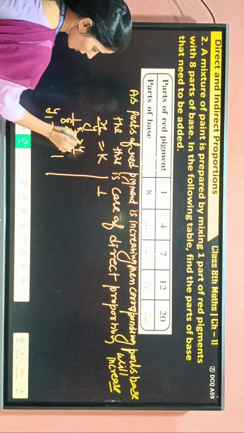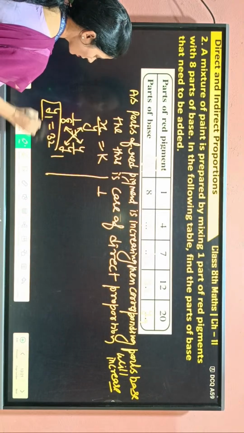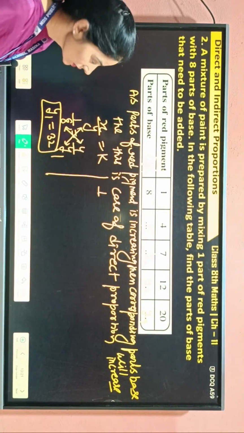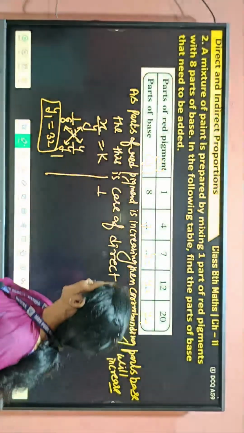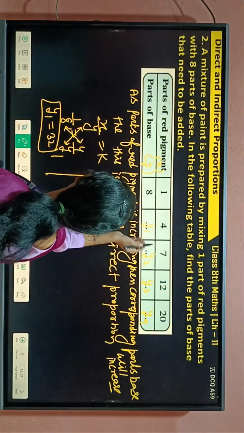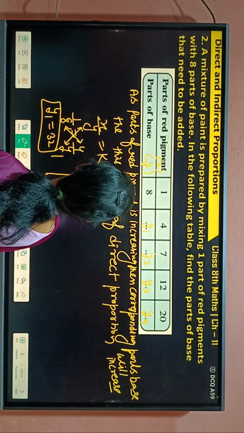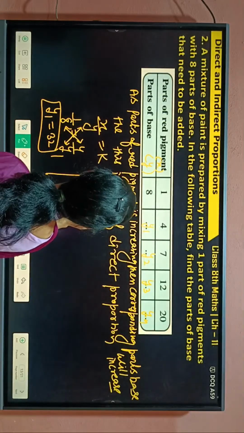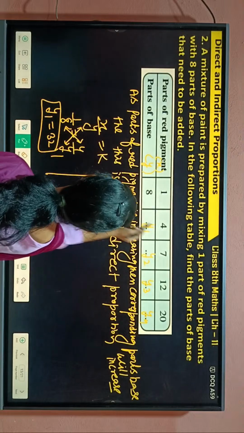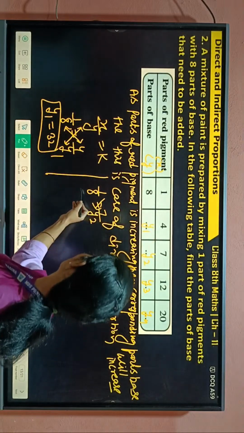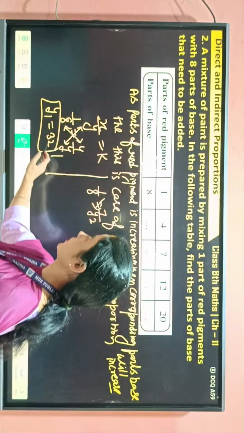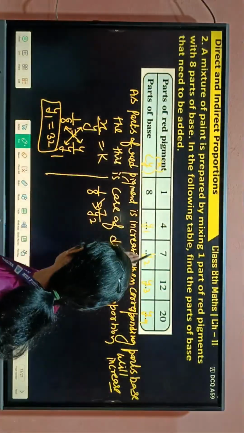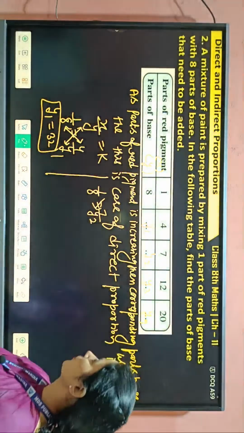Y1 is equal to 8 times 4, which is 32. The corresponding parts of base will be 32 if red pigments are 4. Next we can do it in the same way. 1 by 8 equals 7 by Y2. You can write this as 4 upon Y1 equals 7 by Y2, but since the Y1 value is 32, the calculation would be a little lengthy.